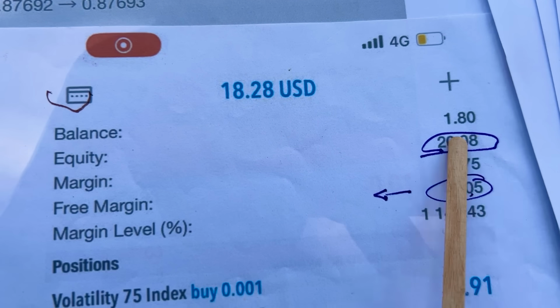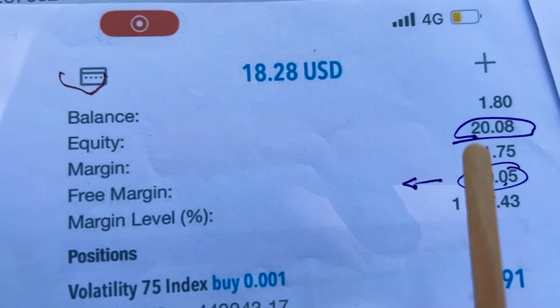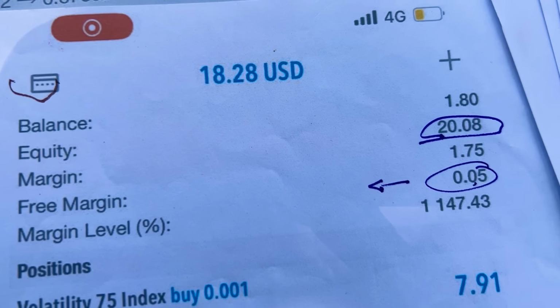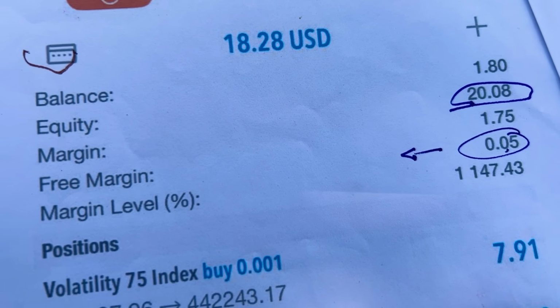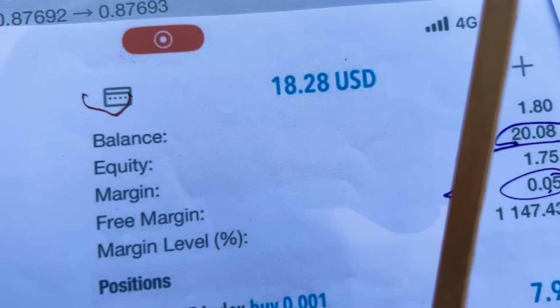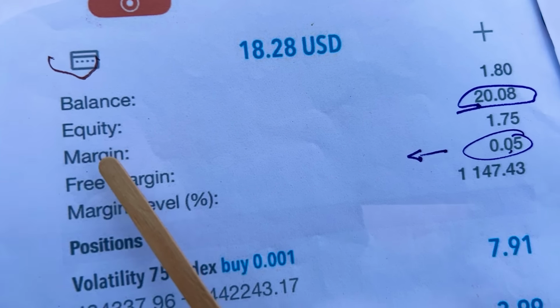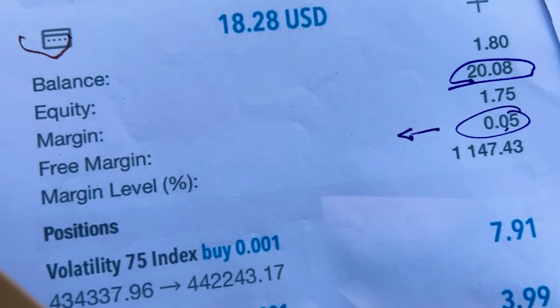How can you trade with $1, £1, 20 rand, €1? Is it possible to trade with that amount of money? And if it's possible, how can you actually start trading with it? Basically, we need to understand the balance and the margin. The balance is the money that you will deposit, and the margin.